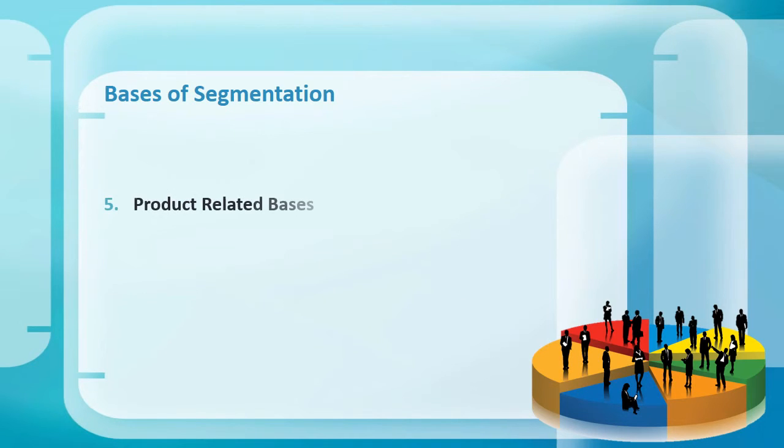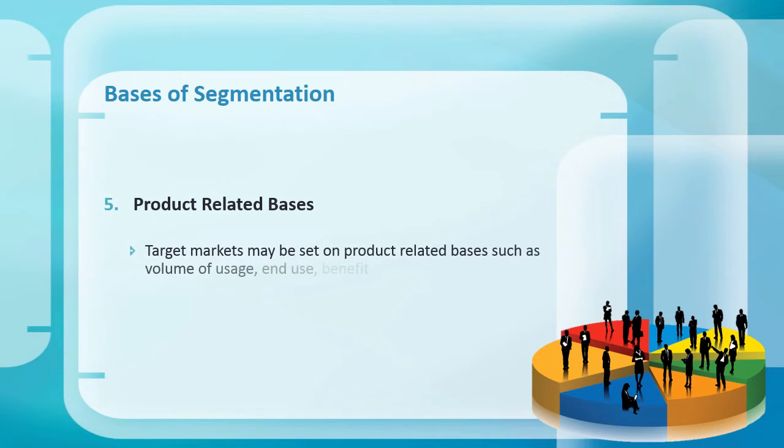And lastly, product-related basis. Target markets may be set on a product-related basis, such as volume of usage, end use, benefit expectations, brand loyalty, and price sensitivity, etc.